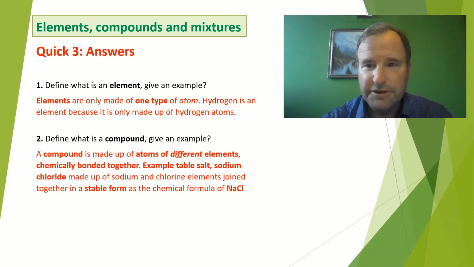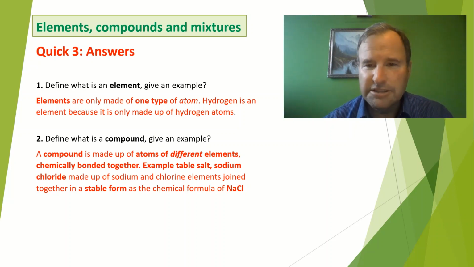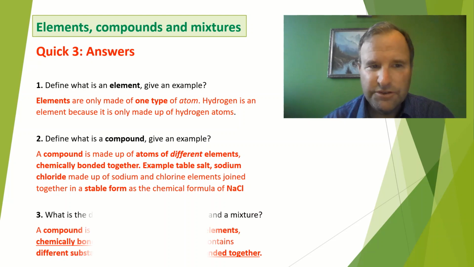Number 2, what is the definition of a compound? Give an example here. A compound is made up of different elements chemically combined together. A classic example that we put in our food is table salt. That's where the atoms of sodium and chlorine join together to form a stable structure called NaCl. We'll learn more about that in bonding, called ionic bonds.